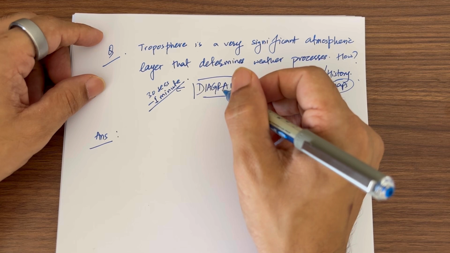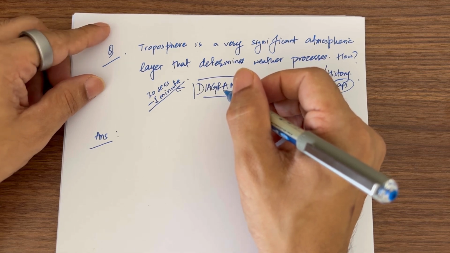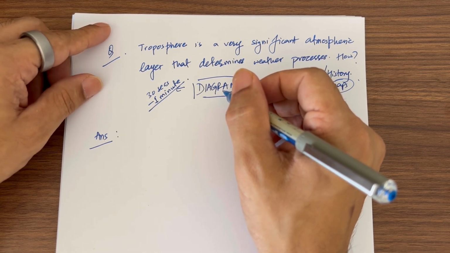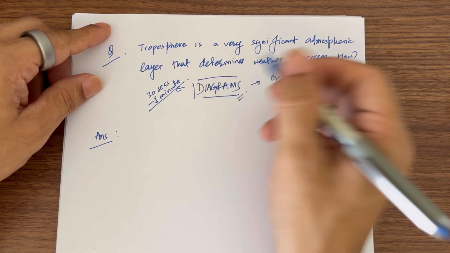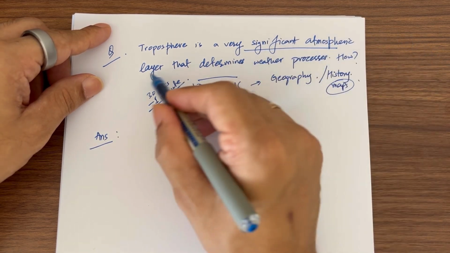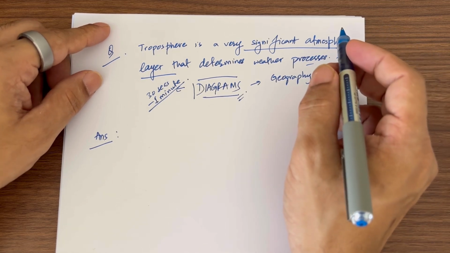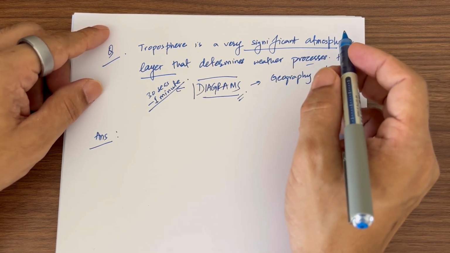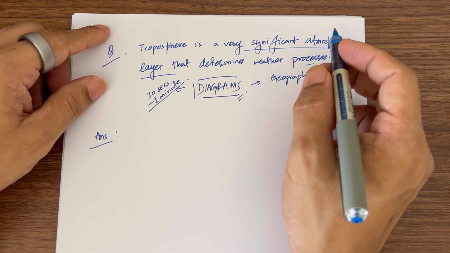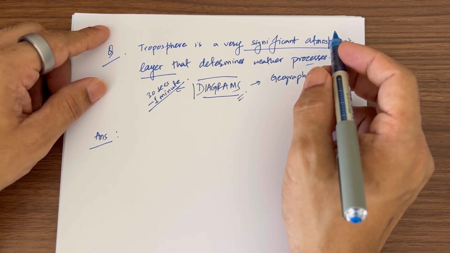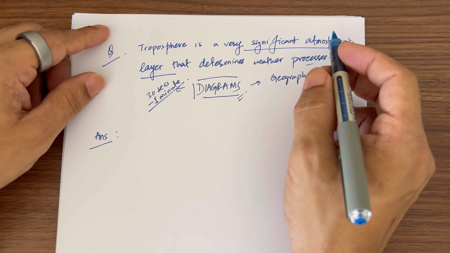All right, so let's go ahead into this question. Very simple question that is asked from geography. Troposphere is a very significant atmospheric layer that determines weather processes. How? This question is asking how the troposphere is important in determining different kinds of weather processes in the world. This question is straight away asked from our geography syllabus for UPSC.